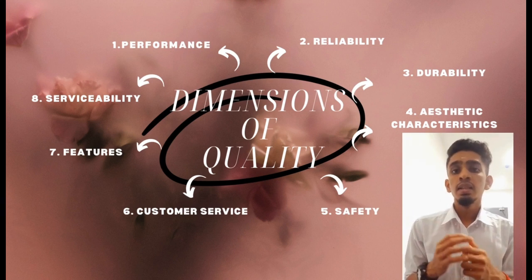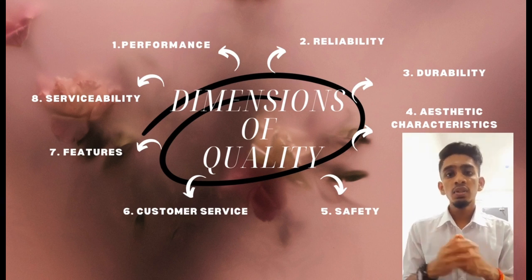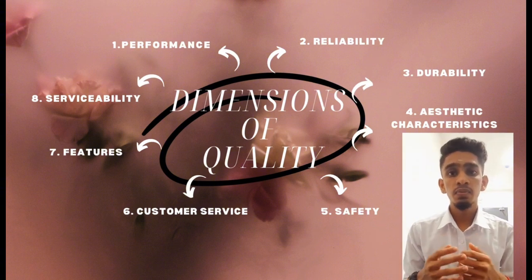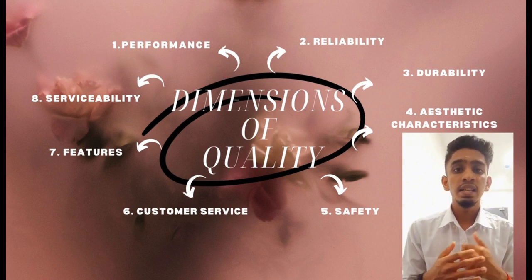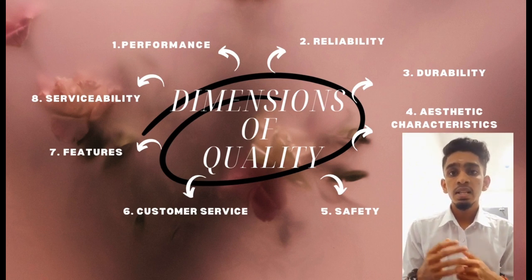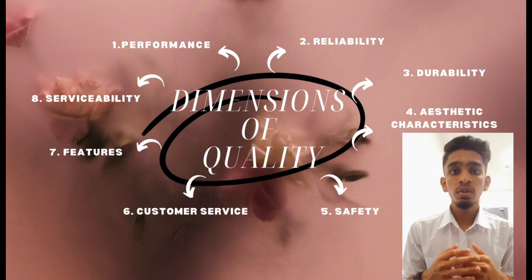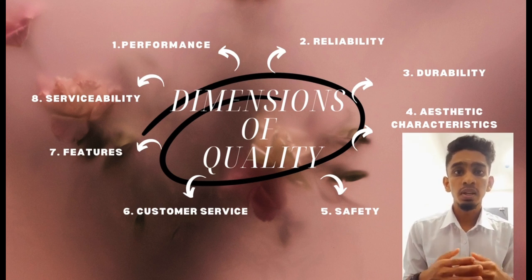Number 6, customer service, refers to the service that customers receive before, during and after making a purchase. Quality customer service can be demonstrated through the service provider's efficiency, speed, level of courtesy, and easy access to after-sale service. Number 7, features, are the attributes of the product that supplement the product's basic performance. Features are the special qualities of a product that can attract customers.